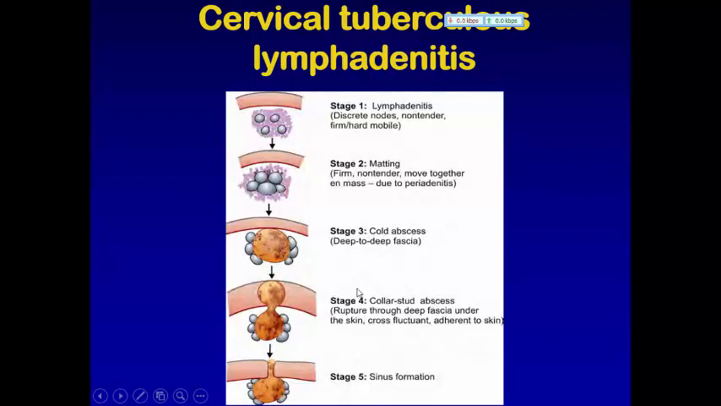Stage 5 is the stage of formation of sinus. The abscess perforates through the skin and creates a sinus with discharge of yellowish caseating material. Often fibrosis and calcification can occur with or without treatment.